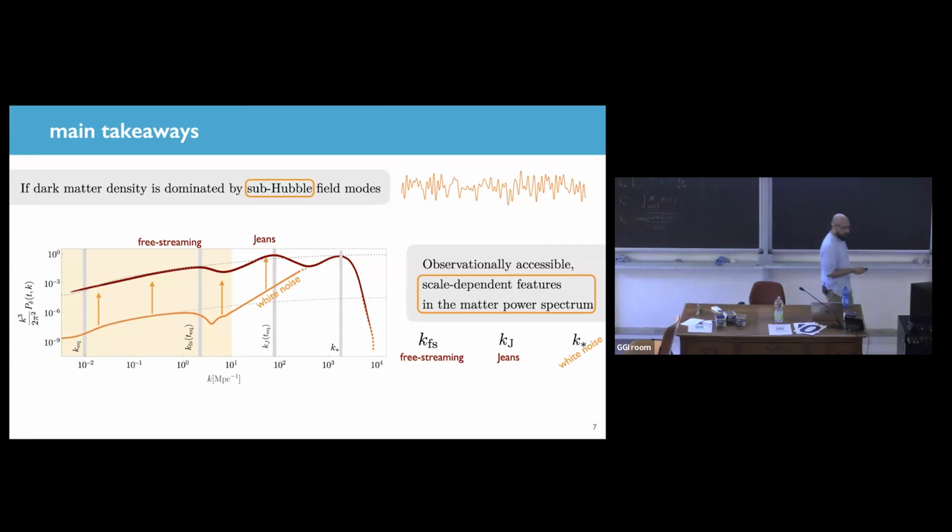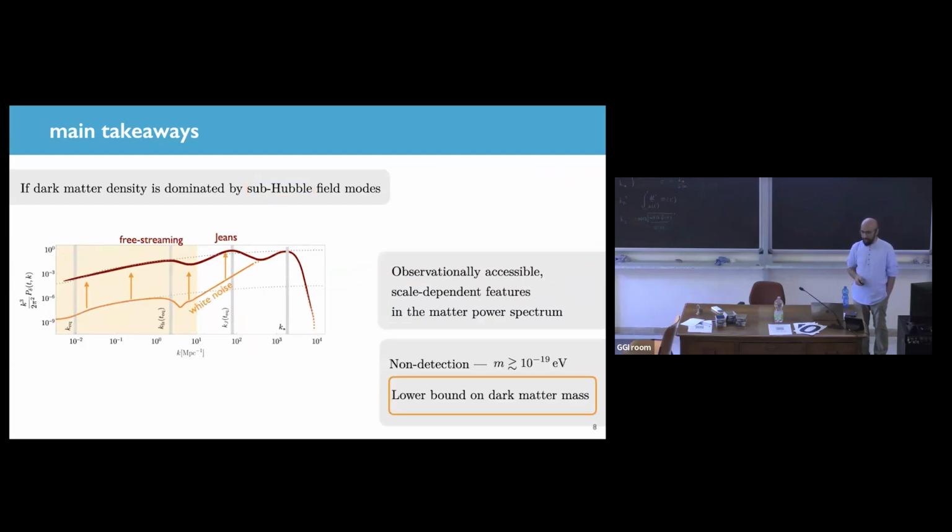Okay. So these are the scale-dependent features that you get in the matter power spectrum in all of these models. Is this of any use? Well, the first thing we did, by noticing very roughly that these features are not yet seen in the data, was to immediately put a bound on the mass of the dark matter particles. Because free streaming and this suppression are related to K star and M, we were able to say that we don't see these features, so the dark matter mass cannot be lighter than 10 to the minus 19 eV.